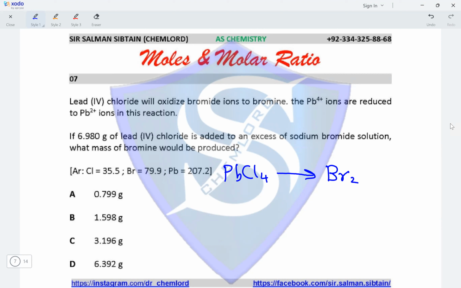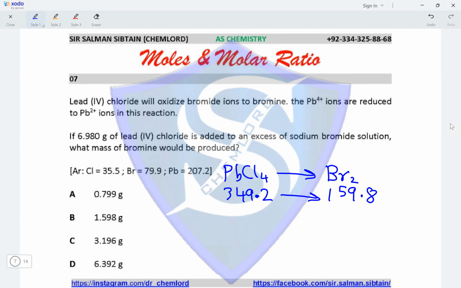And these are the two compounds that we are concerned with. So the first thing we need to do is calculate their MRs. So for PbCl4, the MR is calculated to be 349.2, and for Br2, which is diatomic, we have the AR of bromine as 79.9 multiplied by 2 gives us a value of 159.8. So these are their MR values.